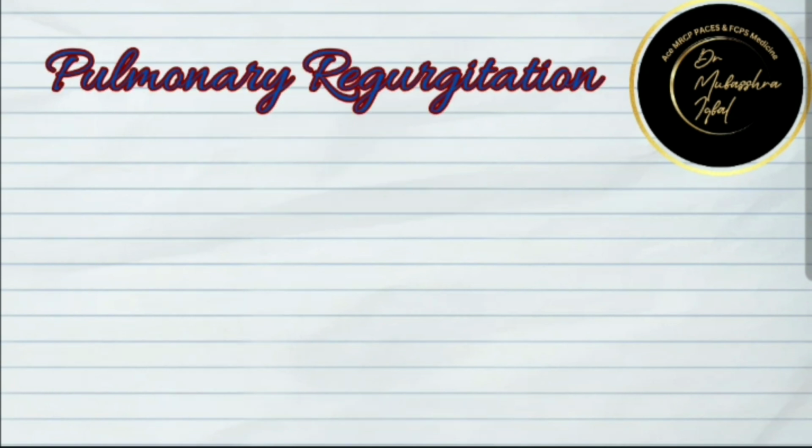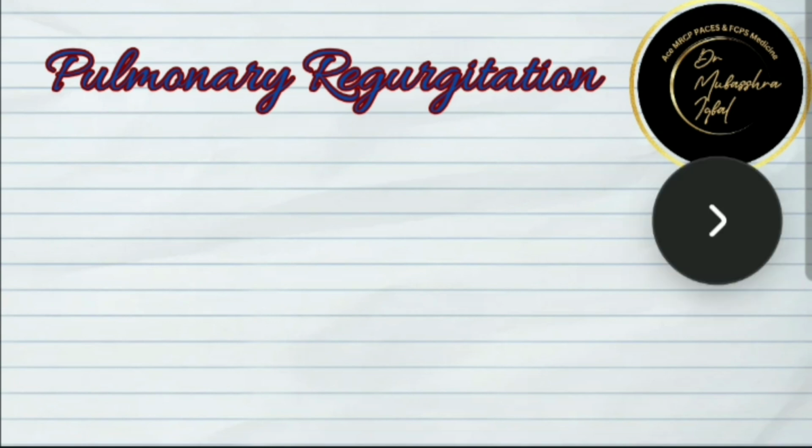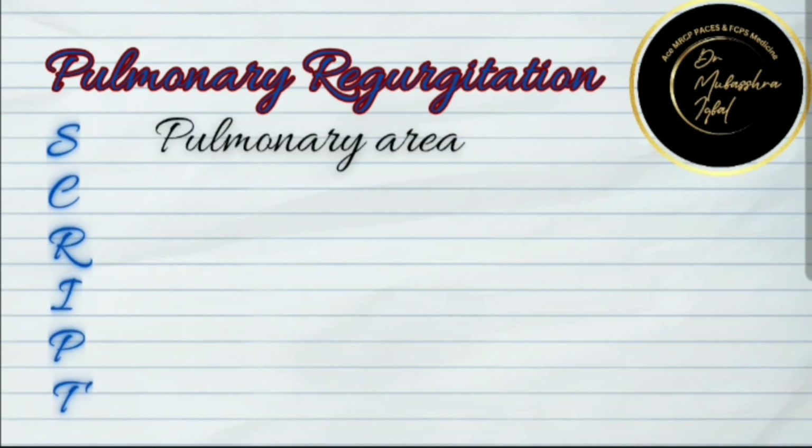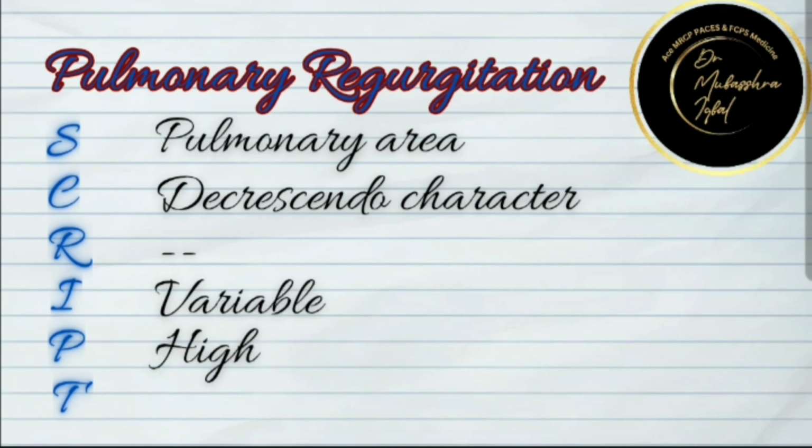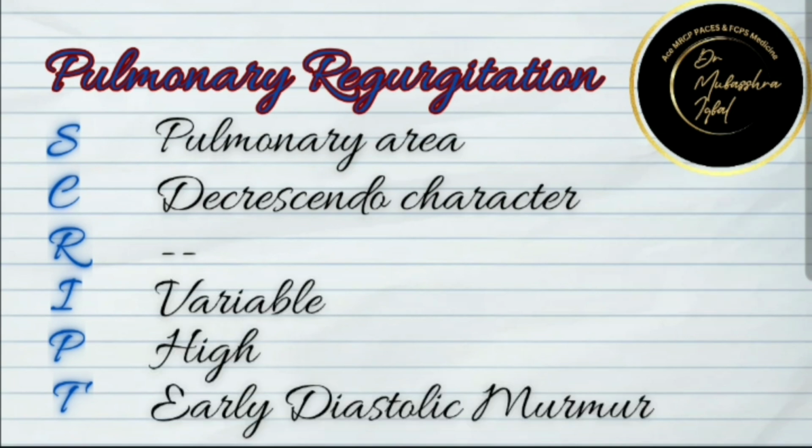Then there is the murmur of pulmonary regurgitation, which is due to an insufficient pulmonary valve, which leaks blood from the pulmonary artery to the right ventricle. It is rare and is usually due to pulmonary hypertension, and then it is called Graham Steell murmur. It is best heard in the pulmonary area, decrescendo in character, typically no radiation, variable intensity, a high-pitched, early diastolic murmur.